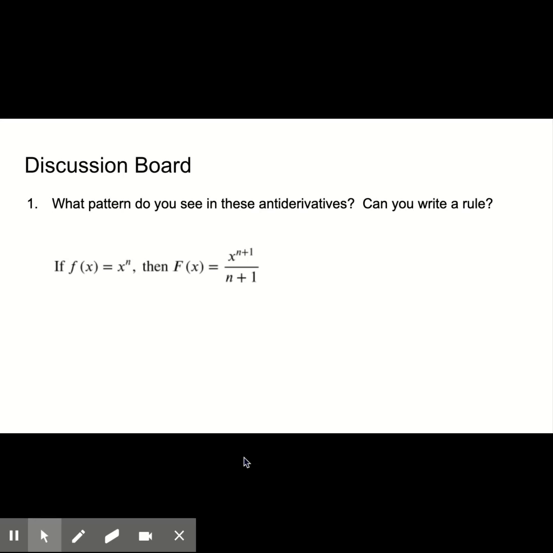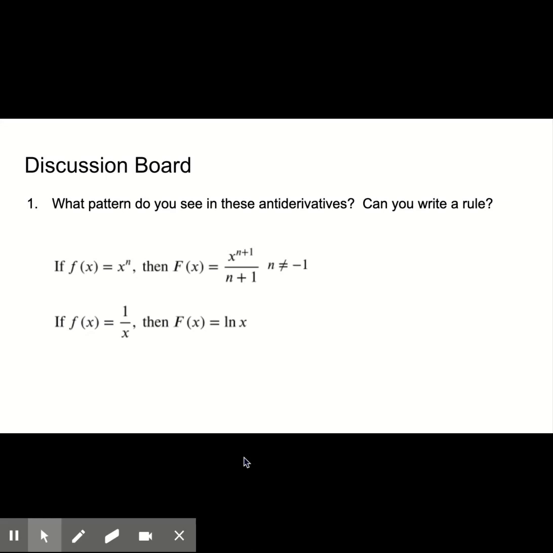But we saw that didn't work for all our examples. We can't divide by 0, so this formula can't work when n equals negative 1. So what was the antiderivative of f of x equals x to the negative 1, or f of x equals 1 over x? You may remember that the derivative of the natural log of x is 1 over x, so the antiderivative of 1 over x is the natural log of x. If f of x equals 1 over x, then capital F of x equals the natural log of x.